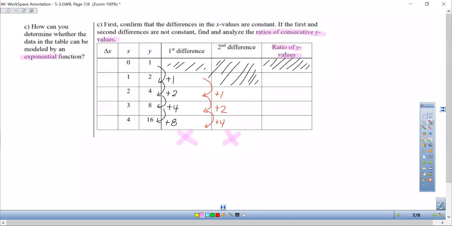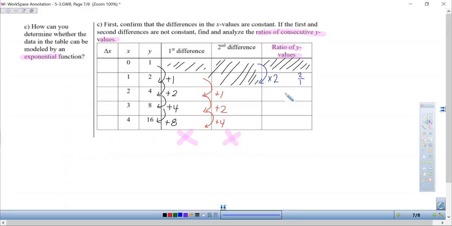So instead of thinking about what am I adding to get the next y value, I'm thinking about what am I multiplying by to get the next y value. So 1 times what makes 2? The way that I can do that is by dividing consecutive y values. So I'm going to divide 2 by the previous y value of 1. That's a 2. So I should multiply by 2 to get each y value.